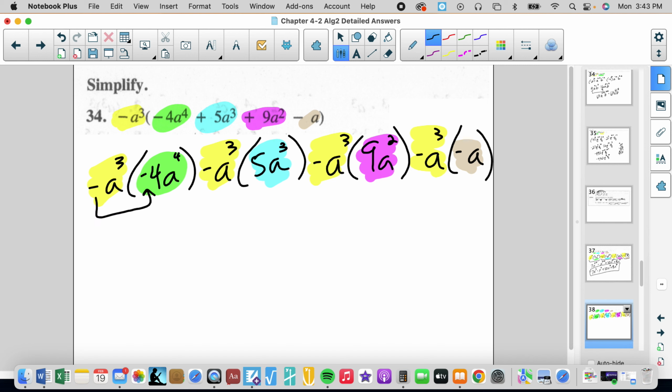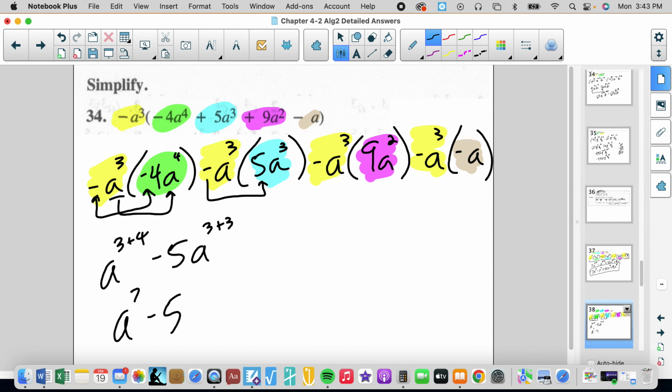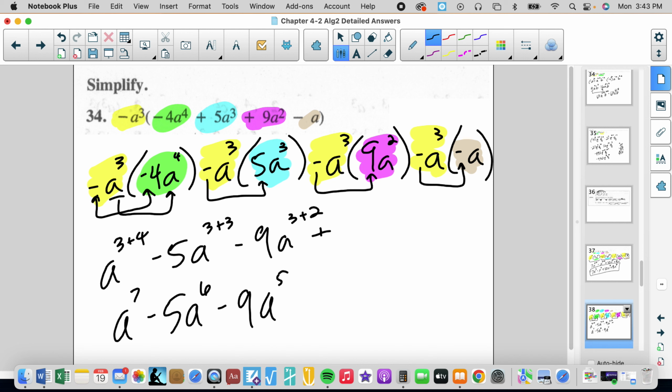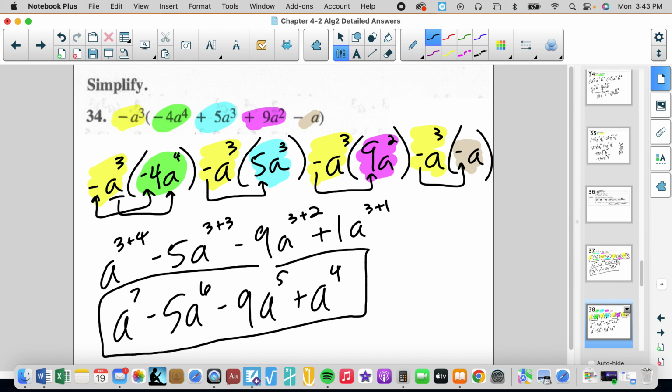Now we're going to multiply, which is positive 1, a to the third times a to the fourth. That's addition, a to the seventh. We have coefficients, which is negative 5, a to the 3 plus 3, negative 5a to the sixth. We have negative times 9, which is negative 9a to the third plus 2, negative 9a to the fifth. We have negative 1 times negative 1, which is positive 1a to the 3 plus 1, a to the fourth. We would never write 1 as a coefficient unless it's a constant coefficient of a variable.